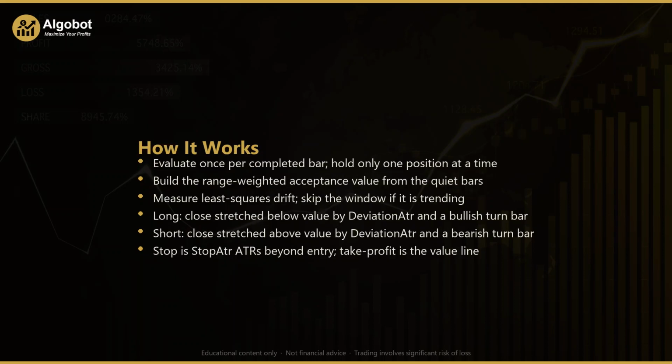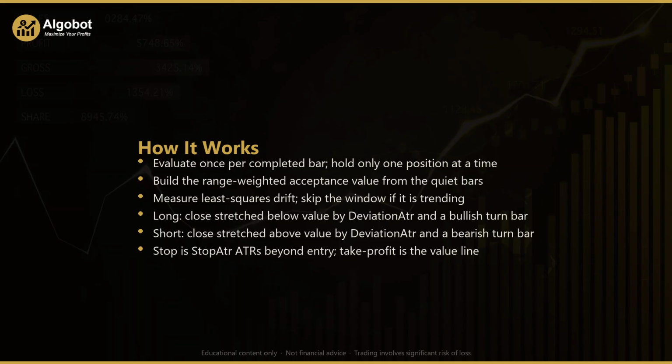Let's walk through the mechanics step by step. The expert advisor evaluates its rules once per completed bar, so it isn't reacting to every tick. On each new bar, it first checks that enough history exists and that there isn't already an open position carrying its magic number. It only holds one position at a time, and it lets the stop loss and take profit manage the exit. Next, it builds the acceptance value.